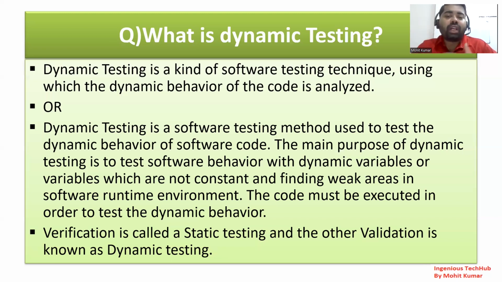Then we can move to smoke, then to functional regression and all. Understood, right? So the code must be executed in order to test the dynamic behavior. Okay.